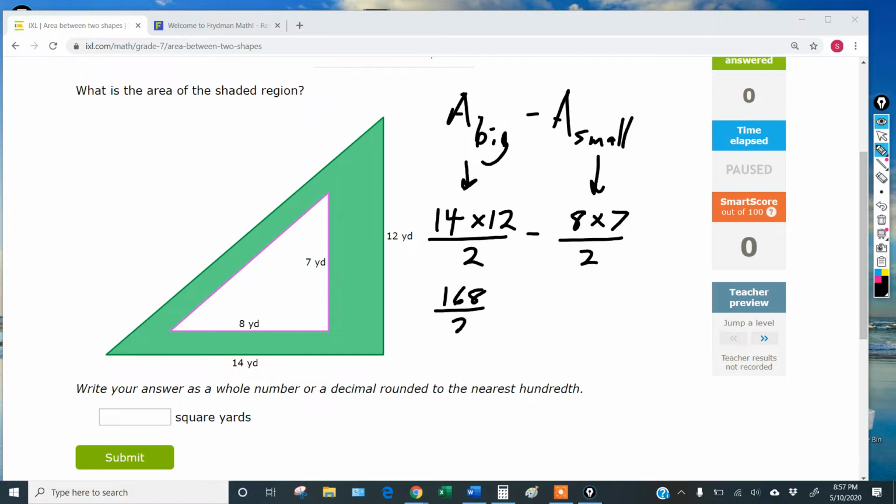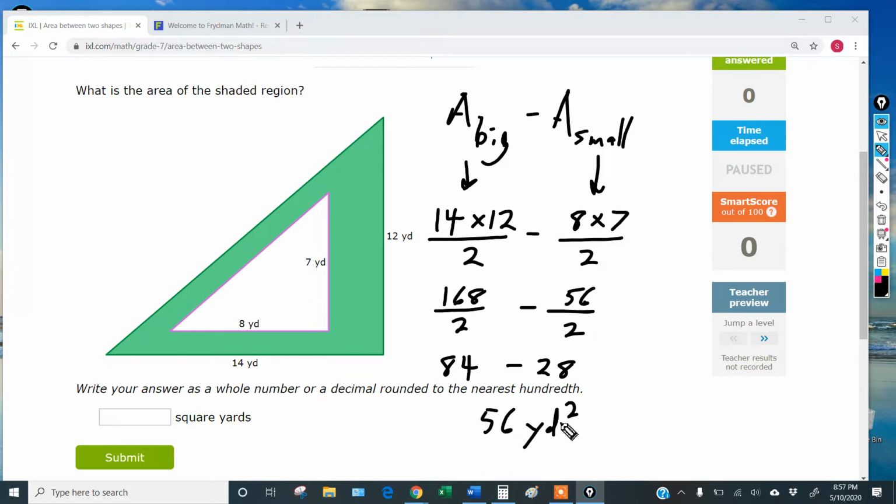And that needs to be divided by 2. And 8 times 7 is going to give us 56. And that also needs to be divided by 2. 168 divided by 2 is going to be 84. And 56 divided by 2 is going to be 28. Okay, and then if we just do 84 minus 28, that's going to be 56. So our answer here is going to be 56 square yards.